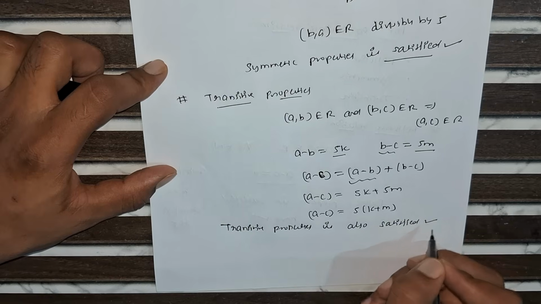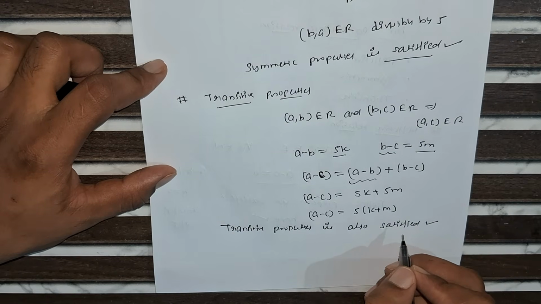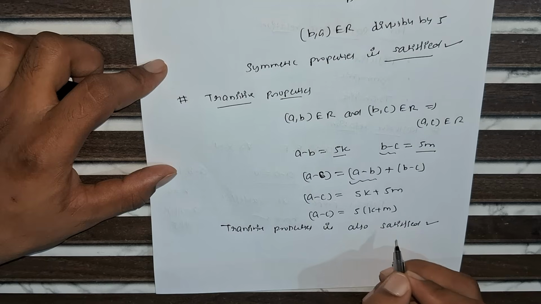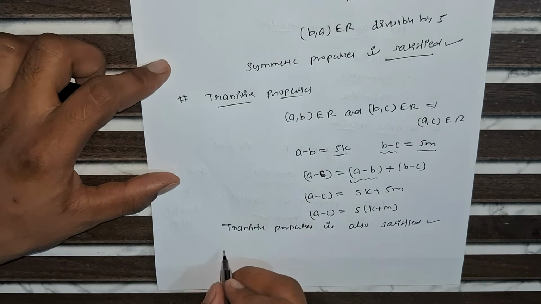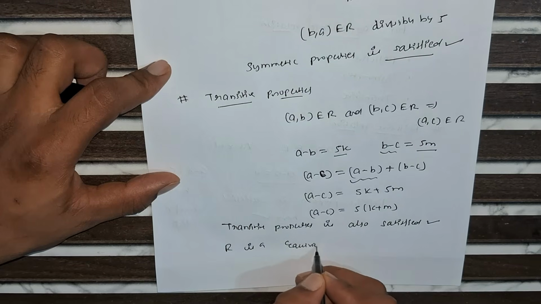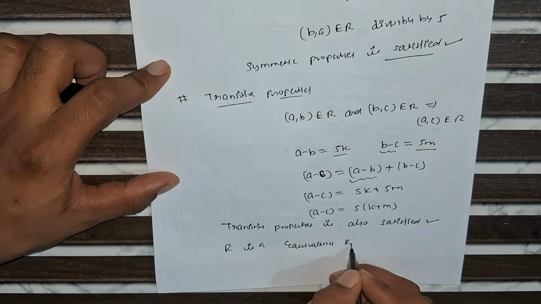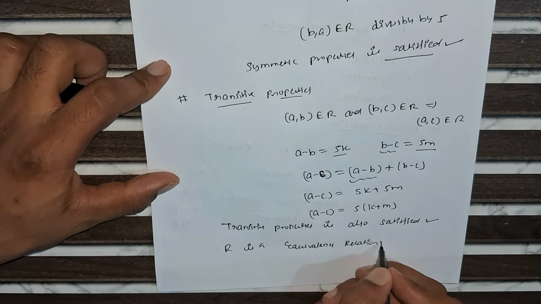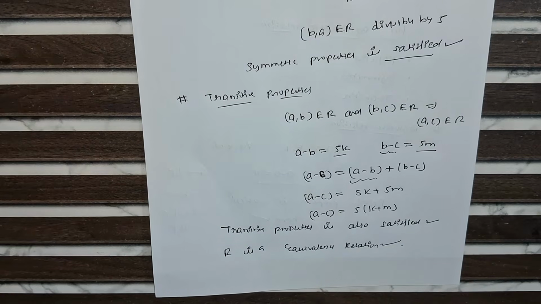So the relation which is given here is an equivalence relation because all these three properties are satisfied here. So R is an equivalence relation. So like that you have to write in the examination to get the full marks.